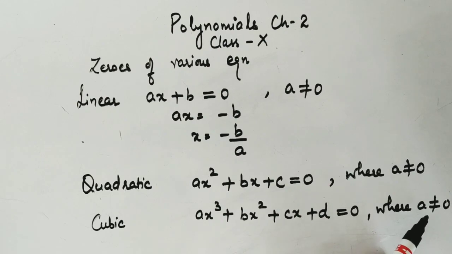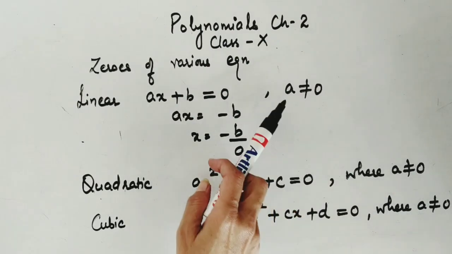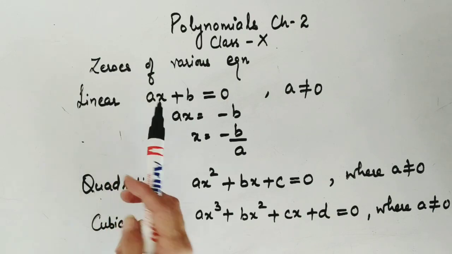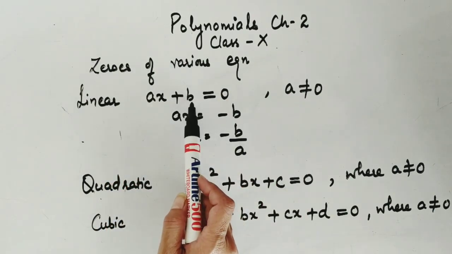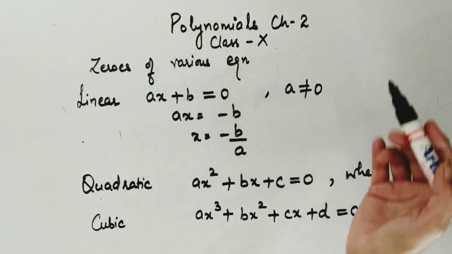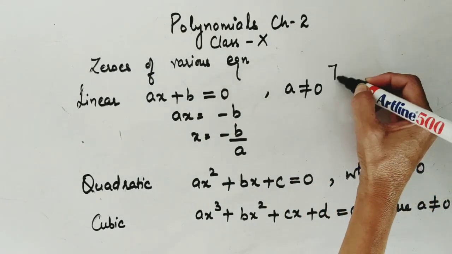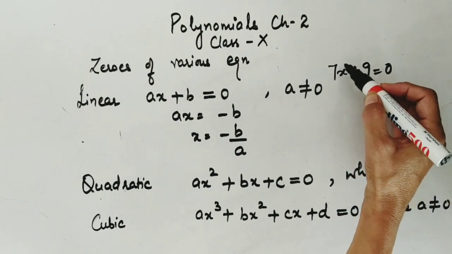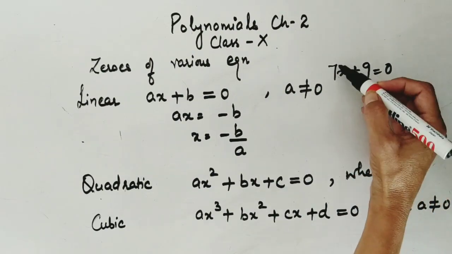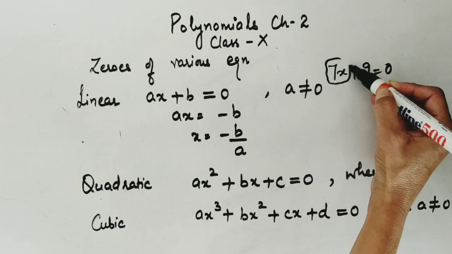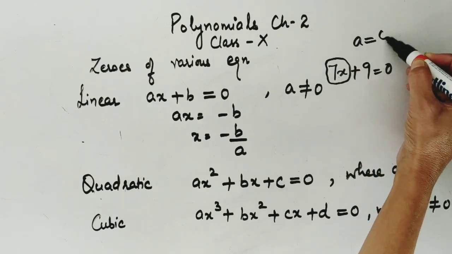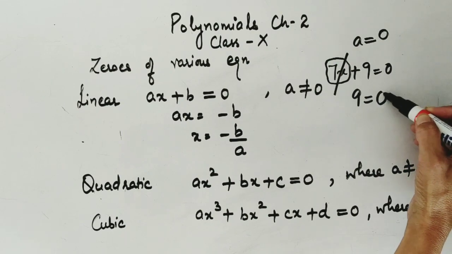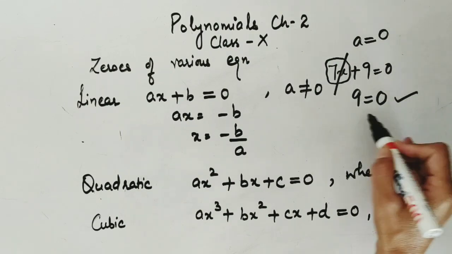The major reason behind this is that if a becomes 0, it would not be a linear polynomial anymore, and we would get something which results in a vague statement. Let's take one example. Suppose we have 7x plus 9 equals 0. This is the equation with us. Let us assume this 7 becomes 0. Then that term would finish off, and we would land in a situation which says 9 is equal to 0.